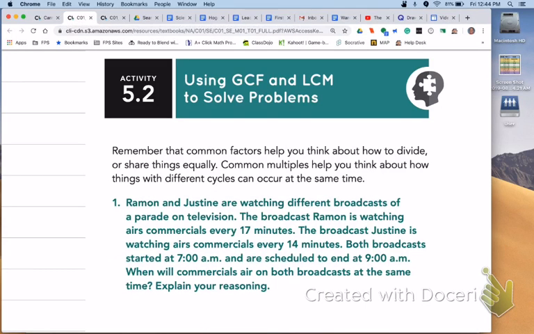Please turn to page 54, activity 5.2, using GCF and LCM to solve problems. Remember that common factors help you think about how to divide or share things equally. Common multiples help you think about how things with different cycles can occur at the same time. Please answer number 1, 2, 3, and 4. Number 2, 3, and 4 are on the next page, page 55. Please answer 1 through 4 with your group.